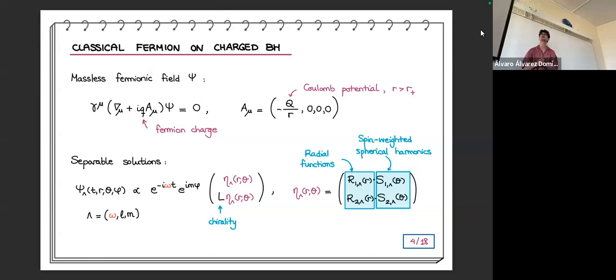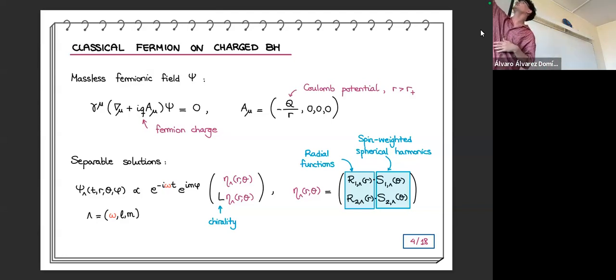Now, for understanding this and for constructing the quantum theory, let's look for separable solutions of this equation. So we are looking for solutions of this type. Of course, we have that exponential of minus i omega t because we have a static system and a characteristic frequency, which is going to be omega. That part is quite trivial and comes from the staticity of the Reissner-Nordström black hole. Then we have there an e to the i m phi because of the spherical symmetry, and we have there a 4-spinor composed by two 2-spinors.